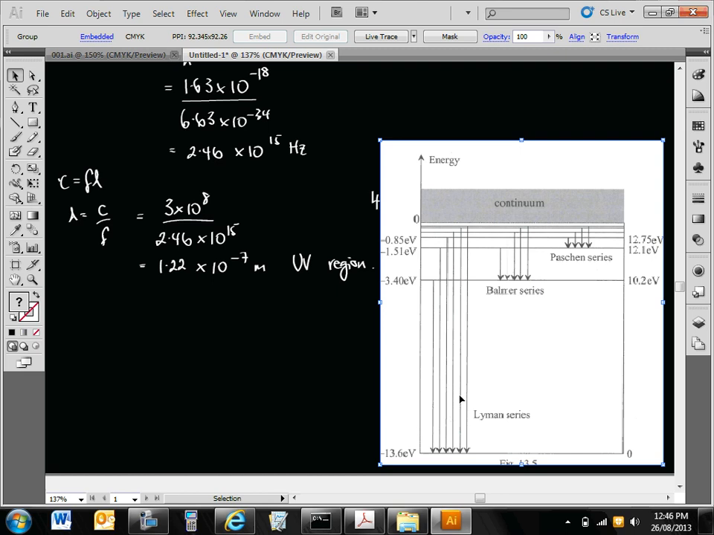Have a look here. The Lyman series, big jumps. We've just shown there that jump, that minus 3.4 to the minus 13.6 eV down to the ground state results in a UV ray photon. All of these will have minimum UV ray photon.